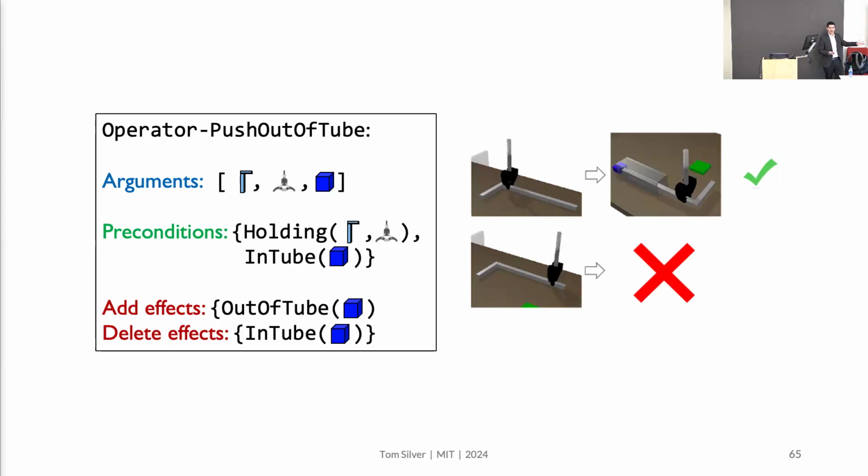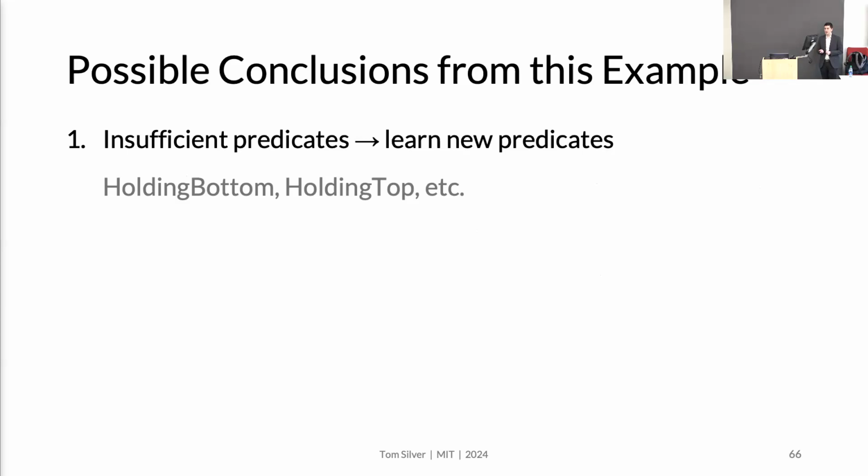We have these preconditions saying if you're holding the hook, then you should be able to get the blue block out of the tube. But depending on how exactly you're holding the hook or what specific low-level state you're in, that may or may not be possible. So what should we conclude from this example? Well, one reasonable conclusion would be the issue is in the predicates that we're using in the preconditions of that operator. So maybe we want to have a distinction between holding top and holding bottom, and maybe we want to be able to learn that distinction and learn new predicates as we saw that we can do before.